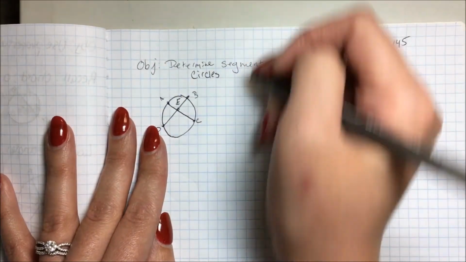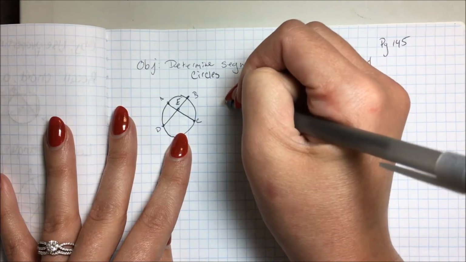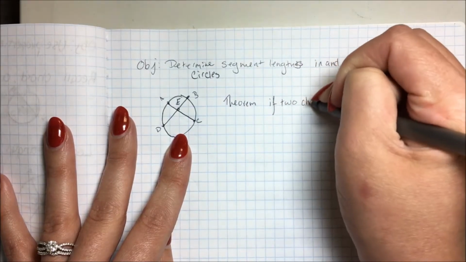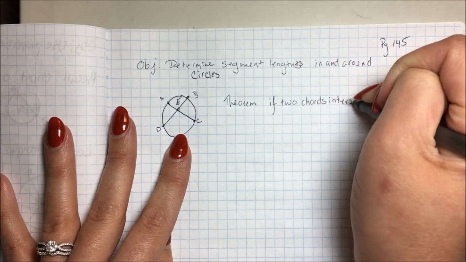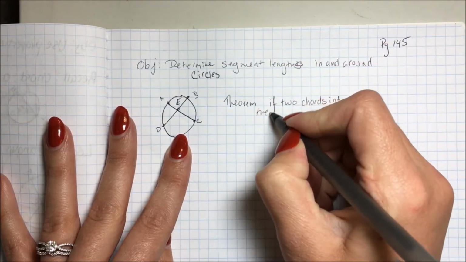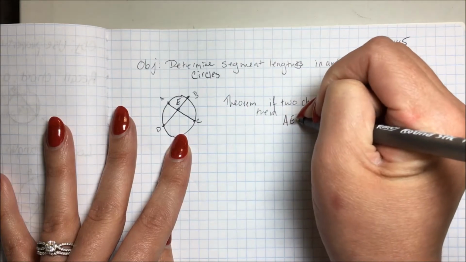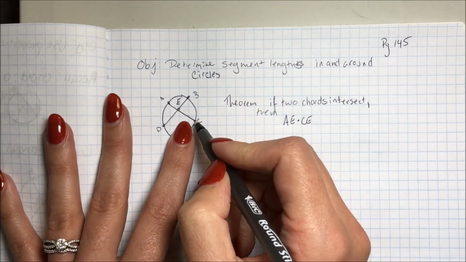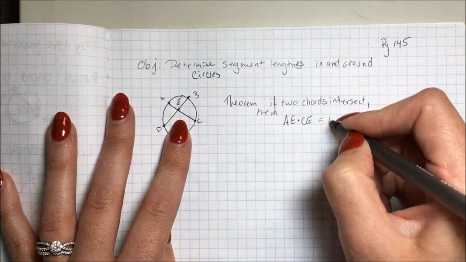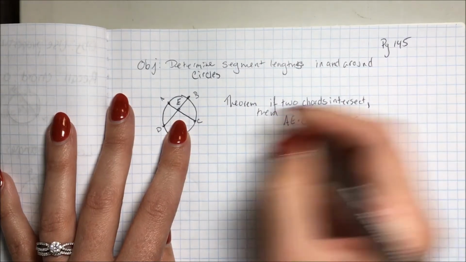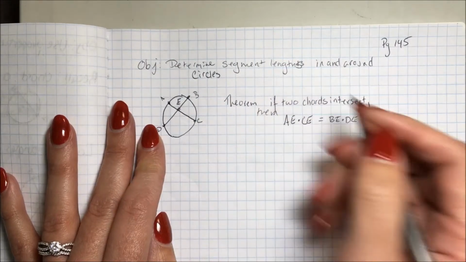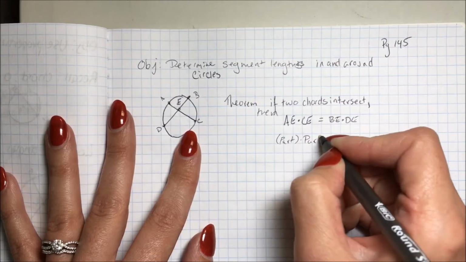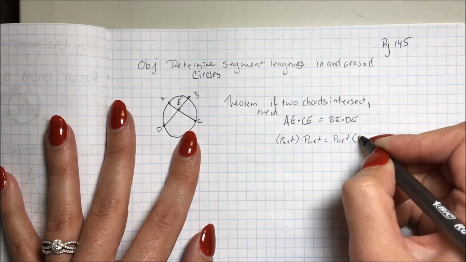Okay. So in this diagram, our theorem will be that if two chords intersect, then AE times CE, so a part of one chord times the other part of that same chord, will be equal to BE times DE, which is the part of another chord times the other part of that chord. And I remember this as part times part equals part times part.